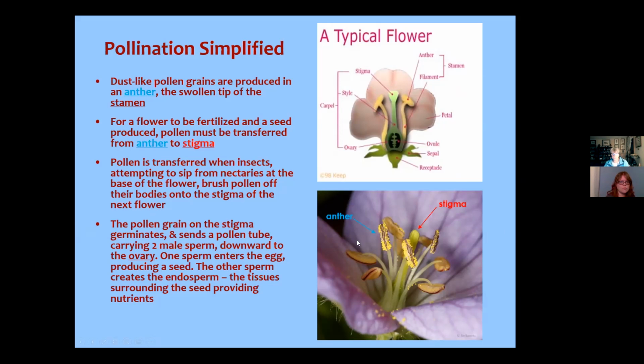So, if we look at this lower picture, this is a wild geranium flower, and you can see the pollen grains on the anther. Those are the yellow grains. And then the stigma, which is this middle portion of the flower, needs to have pollen transferred, not necessarily from this anther, but from another anther of the same species of flower, to the opening of the stigma, and then it would go down through the style and to the ovules.